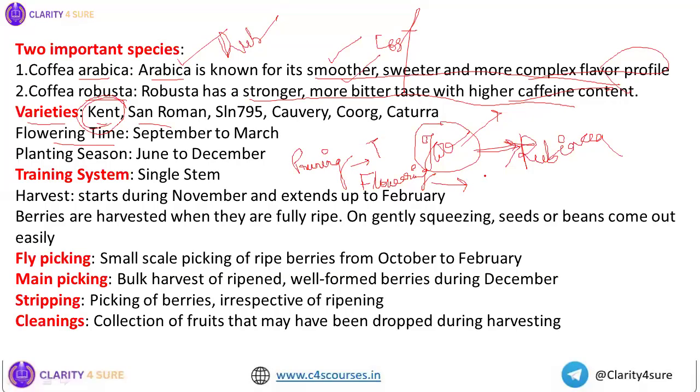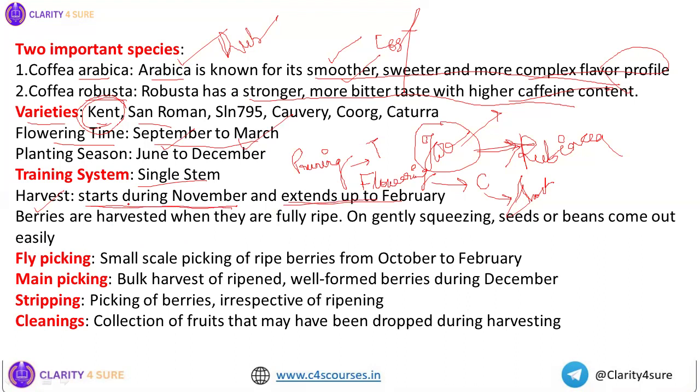Therefore, in case of coffee, we have focused on the point that coffee is a short day plant. These are the two things that you need to remember. Flowering takes place from September to March, and the training system in coffee is the single stem system. When do we start harvesting? Harvesting starts in November and extends up to February. So flowering will start from September and continue to March, and harvest is during November and extends up to February.